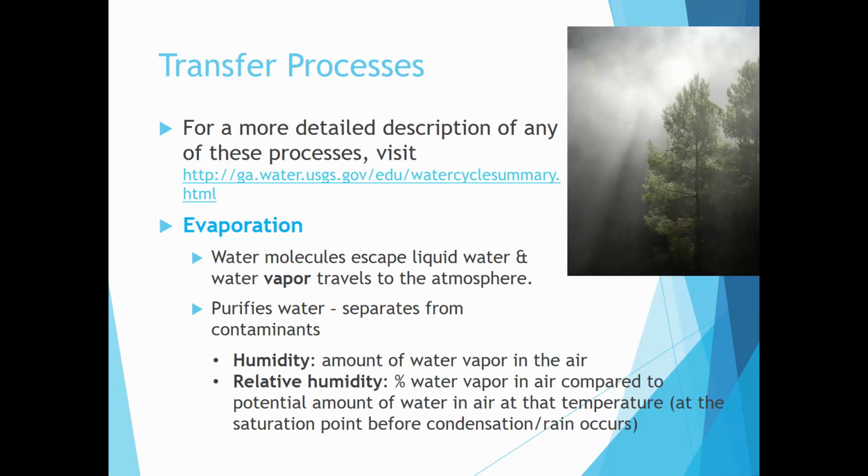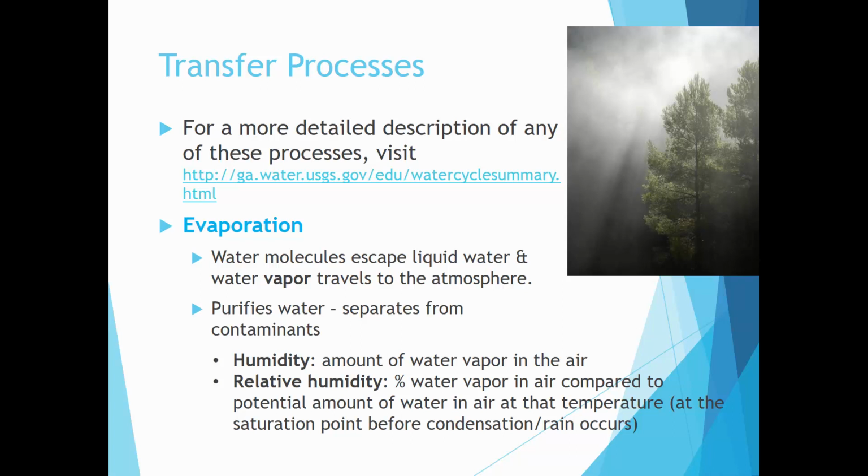If you watch the weather reports on the news, or if you have a weather app that tells you humidity, when it's talking about humidity, it's usually talking about relative humidity. So the term humidity refers to the total amount of water vapor that's in the air at any given time. But relative humidity is what they're usually referring to. Relative humidity describes the percent of water vapor that's in the air compared to the potential amount of water that can be in the air at that temperature.